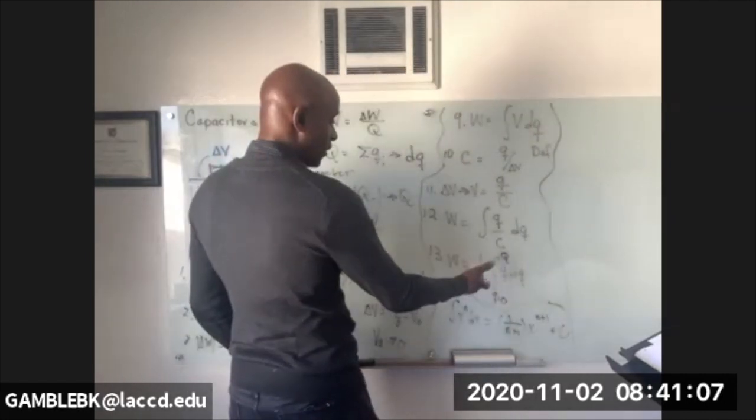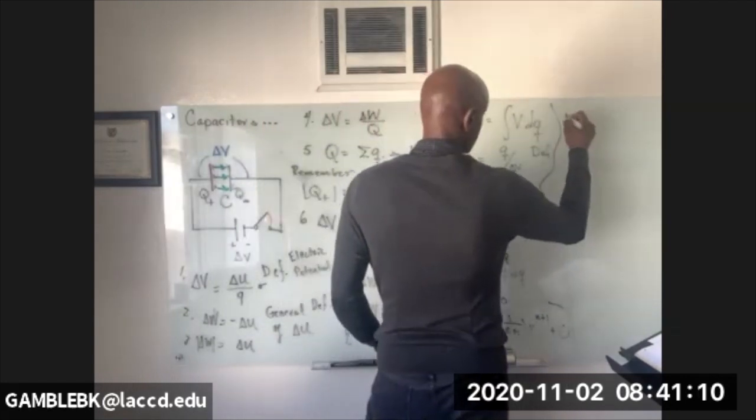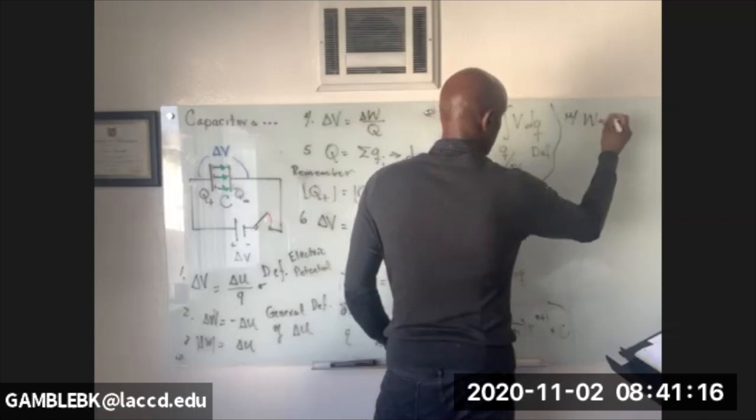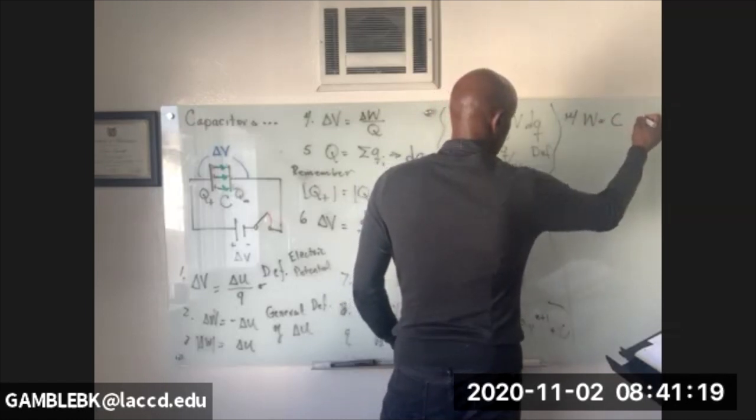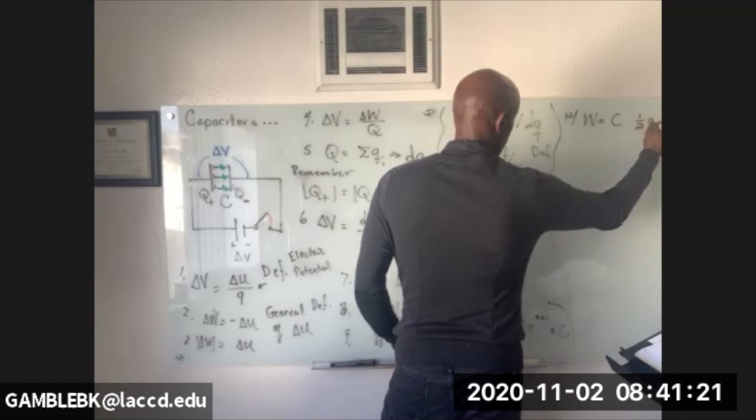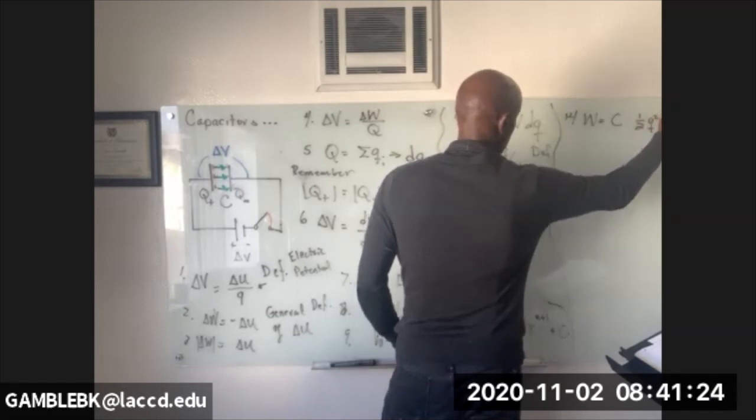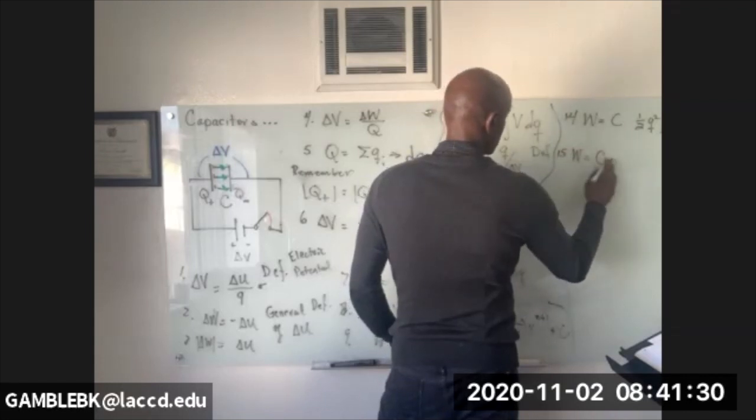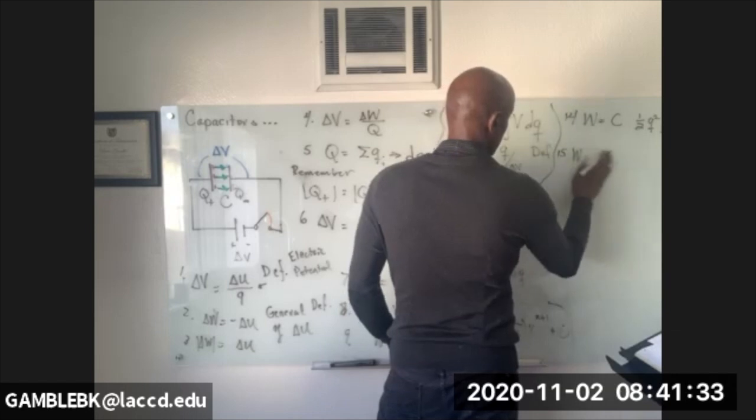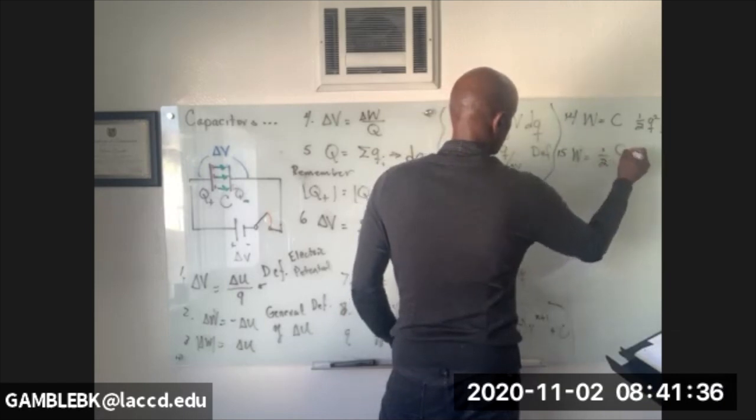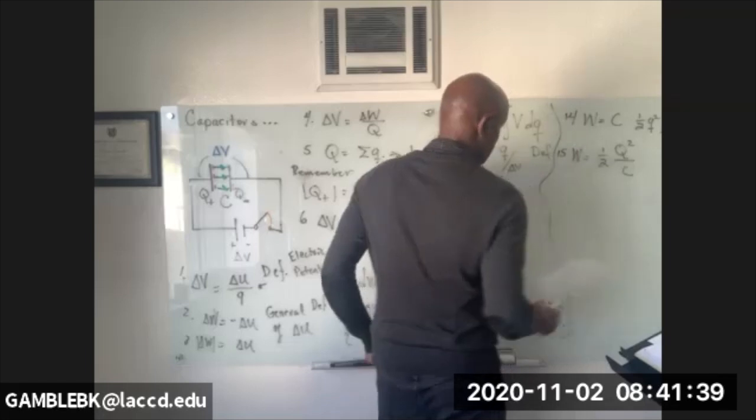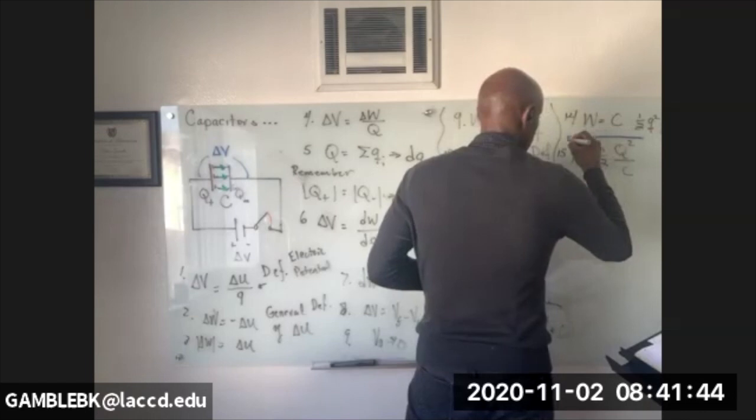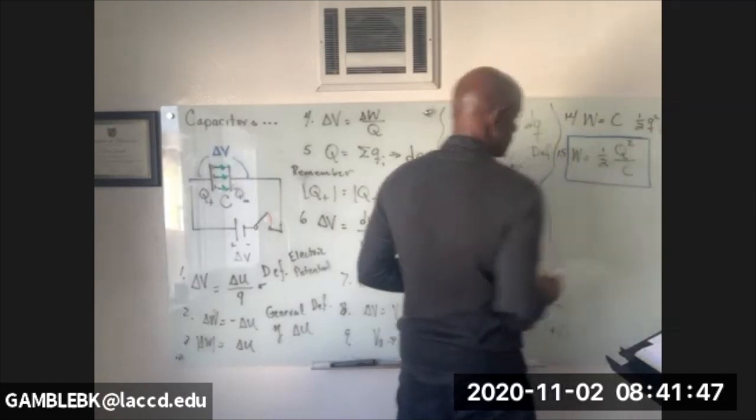So ultimately we take the integral, and the work is equal to C, and then we have 1/2 Q squared from 0 to Q. So then the work done to charge the capacitor is equal to 1/2 Q squared over C.